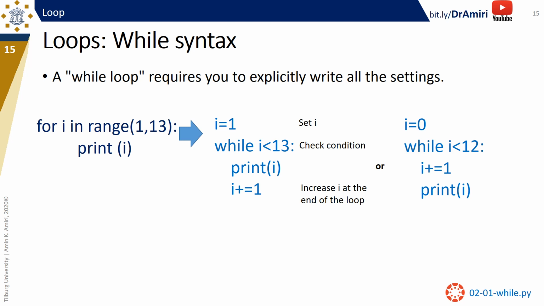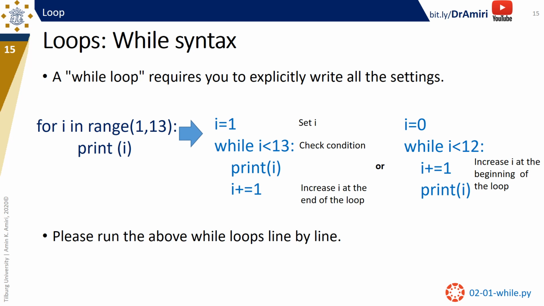You can also map it to another type of while. You can start with setting I here, like what you see here, I equals 0, and then increase I at the beginning of the loop. Please run the above while loops line by line.